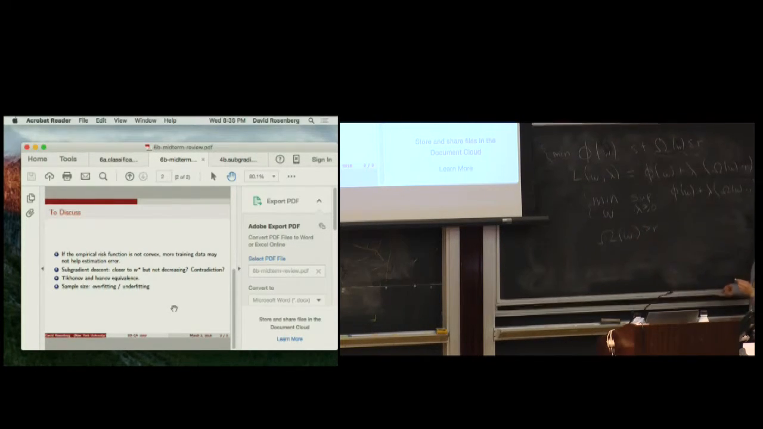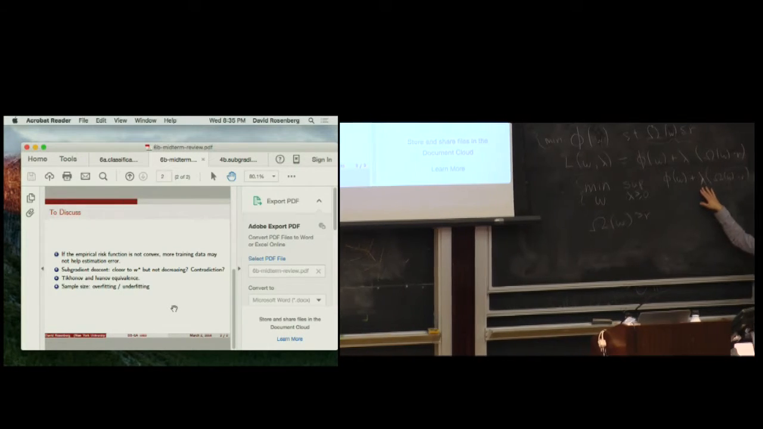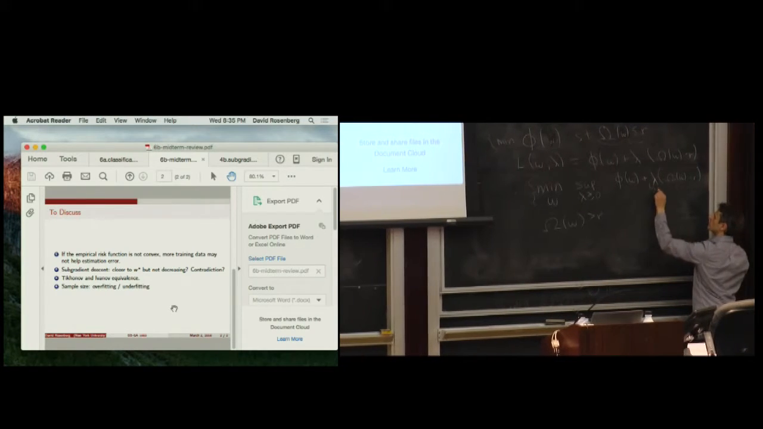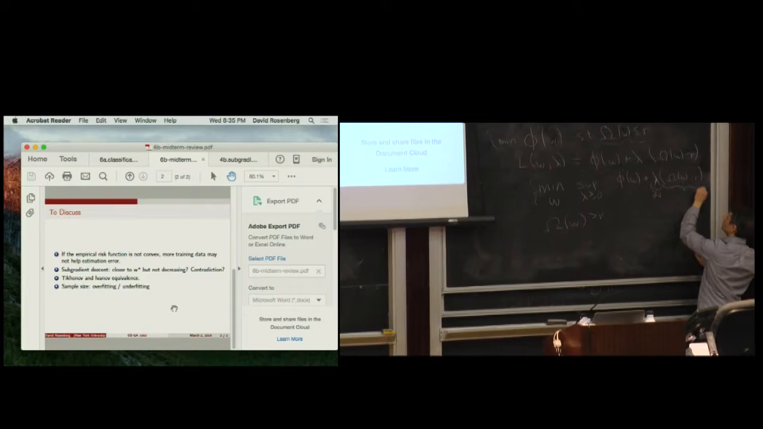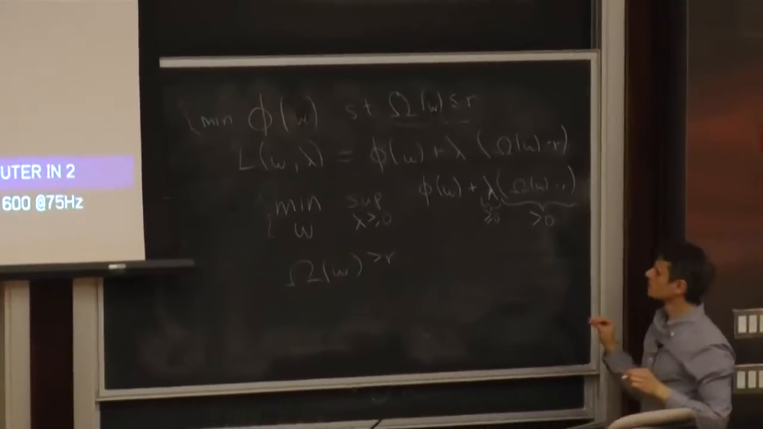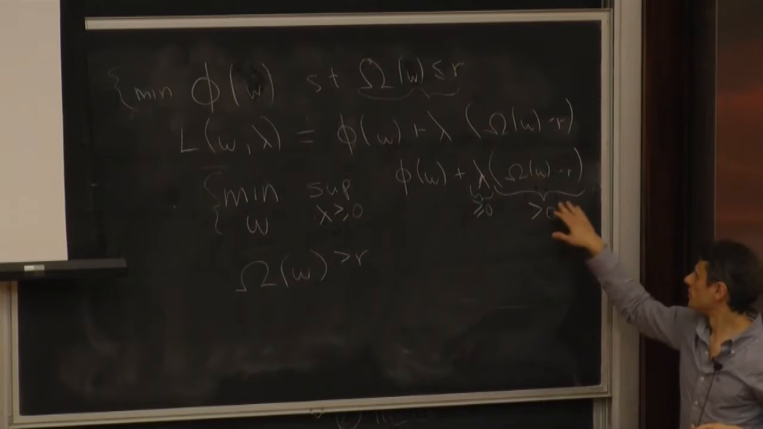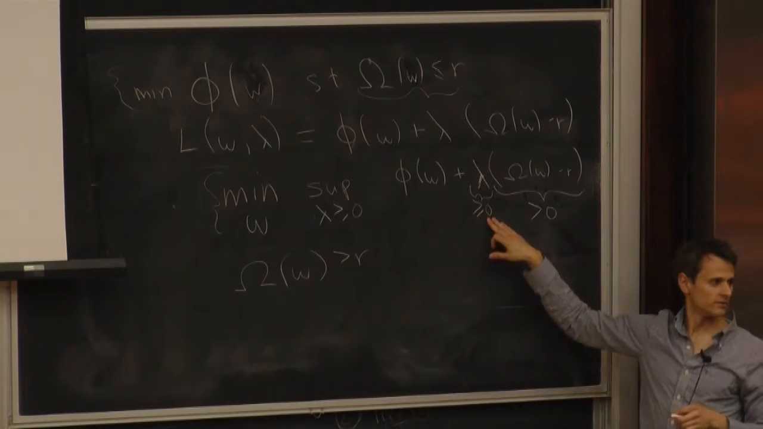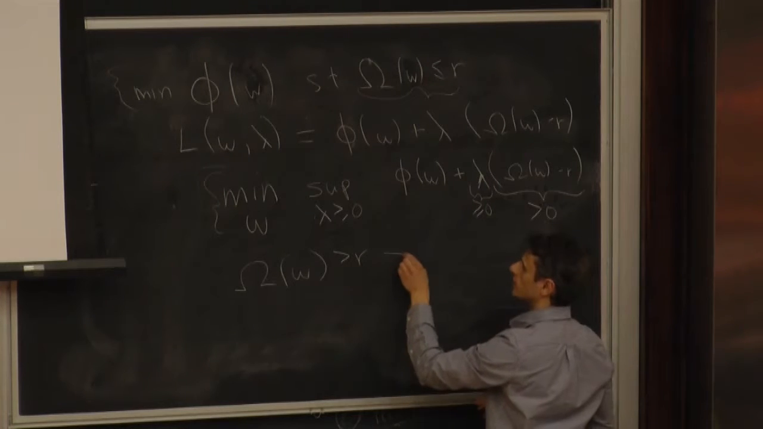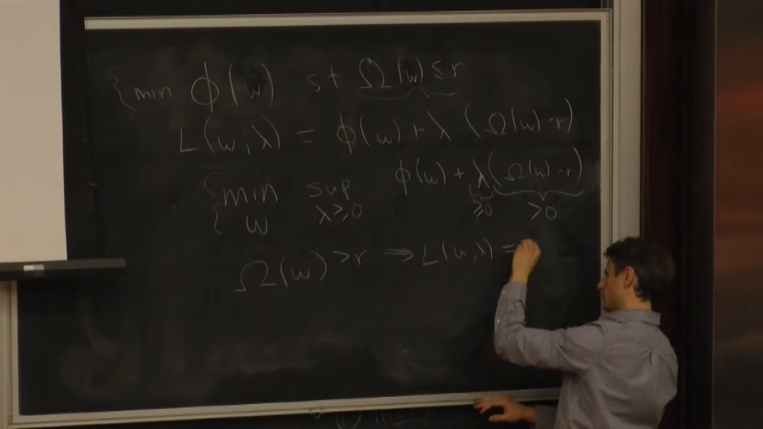In that case, what's going on over here? This is the key piece here. What's lambda like? Lambda is greater than or equal to zero, right? Now, in the case of a constraint violation, this thing is positive, strictly greater than zero, okay. Now, look here, we're taking the supremum over lambda greater than or equal to zero. This thing is greater than zero, so this can go up to infinity. So this implies the Lagrangian, L of W lambda, is equal to infinity.